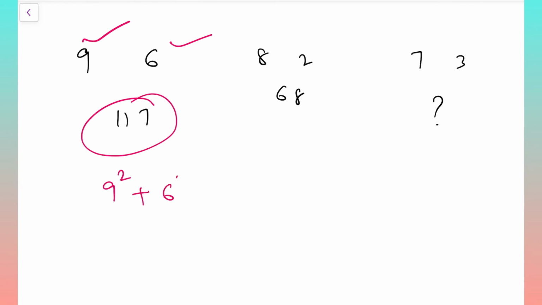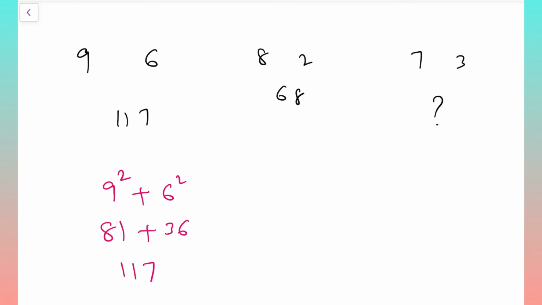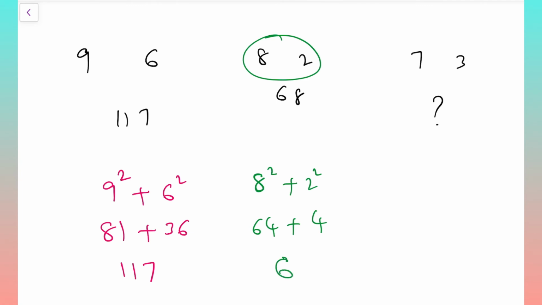9 square plus 6 square. 9 square 81 plus 6 square 36. 81 plus 36, it's nothing but 117. So correct logic. Next, second one also I will check now. First two numbers, upper one, 8 square plus 2 square. 8 square 64 plus 2 square 4. 64 plus 4, it's nothing but 68, which is this number, correct one.